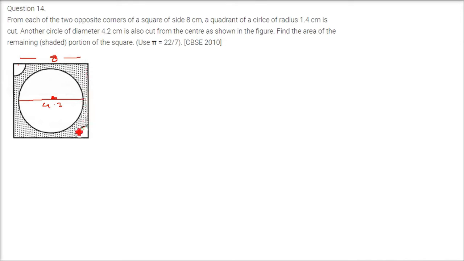So what we will do, we'll find out the area of this square. Then we'll subtract the area of these two sectors, and then subtract the area of the circle inside. So first we have to find out the area of the sectors. What is the area of the sector? We know that area of sector is theta by 360 into pi r square. Theta here is 90 degrees, so it will be 90 by 360, that is going to be 1 by 4 pi r square. But there are two sectors, so I just multiply it by 2. So it will be 1 by 2 pi r square.